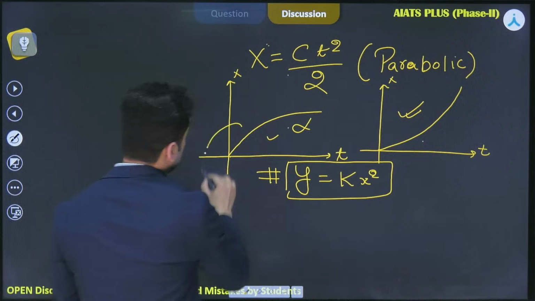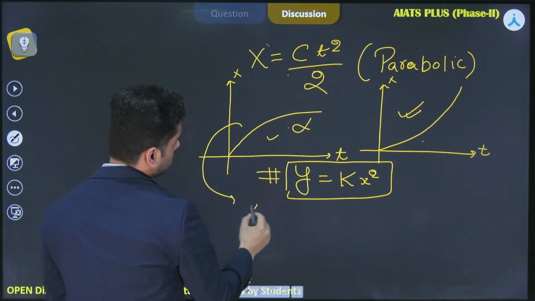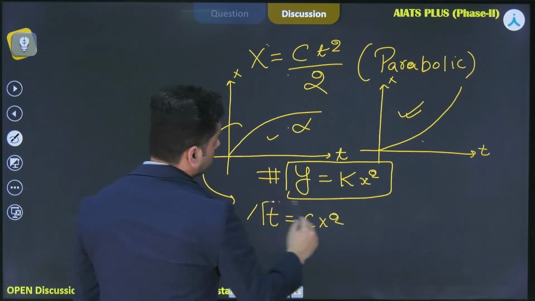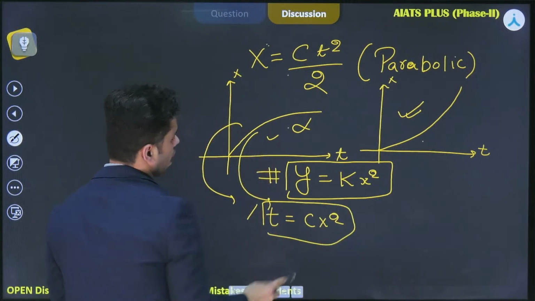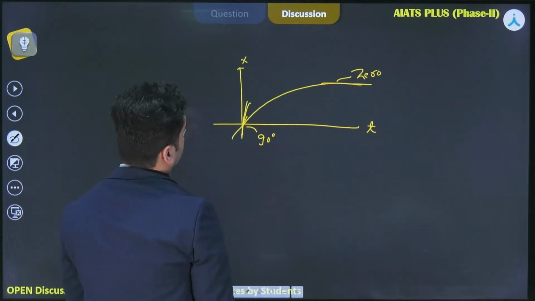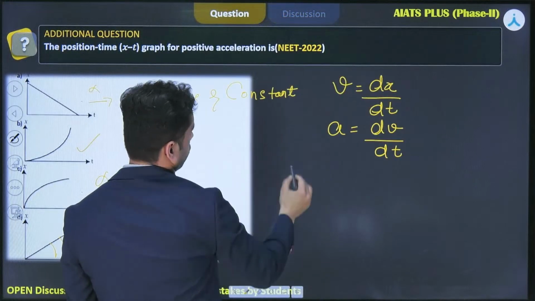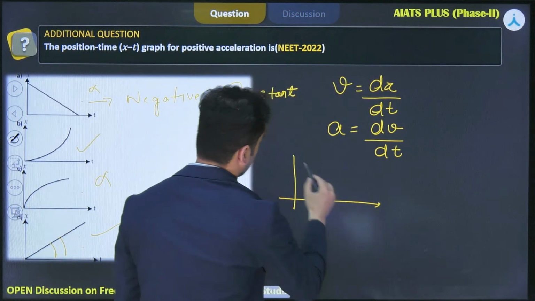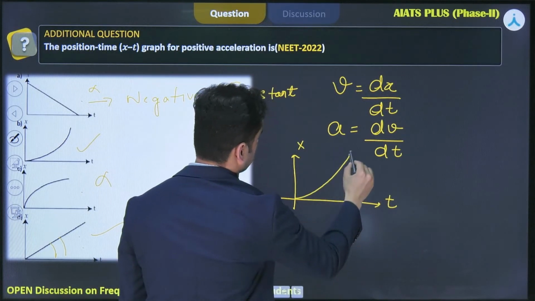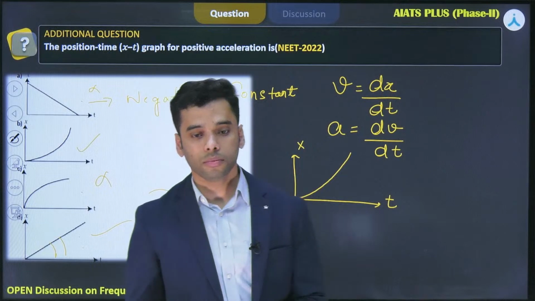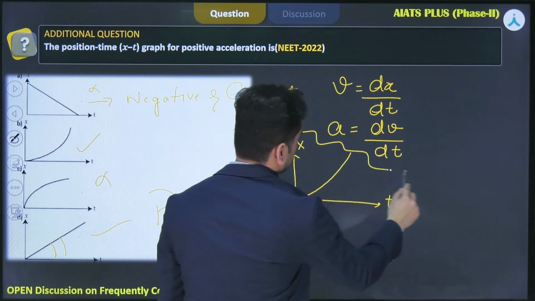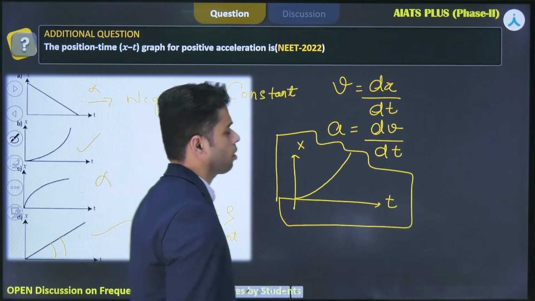It would have been the answer had the equation been something like this: t should be equal to x square. If this had been the equation, this graph could have been the answer, but based upon our analysis, the graph should be like this. So if I try to draw, this is my x and this is my t, so the graph should be like this, xt, right?